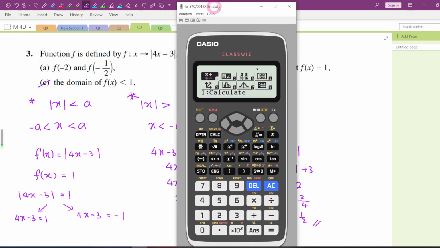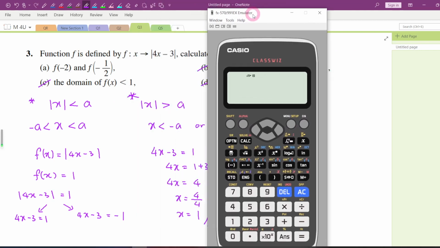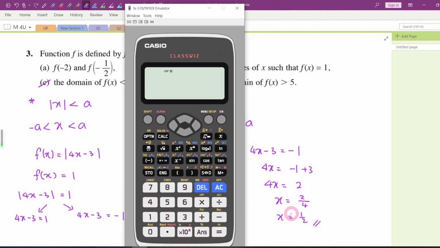Okay, now let's check using our calculator. If you want to key in the modulus sign, you can key in this way. Let's check 1 over 2. One of our answers is 1 over 2, right? So 4 times 1 over 2, and then minus 3 is equal to -1. But it's actually correct because modulus -1 is equal to 1.